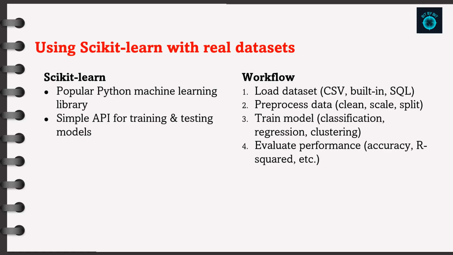Finally, evaluate the model's performance. For classification, you might use accuracy or F1 score. For regression, metrics like R-squared or mean-squared error. For clustering, measures like silhouette score. By following this workflow, you can quickly move from raw business data to actionable AI insights.